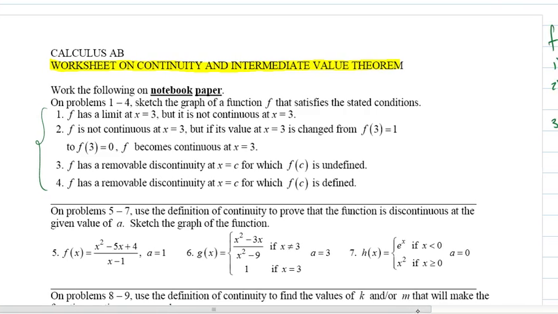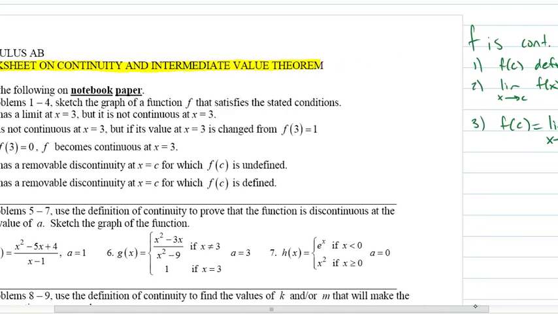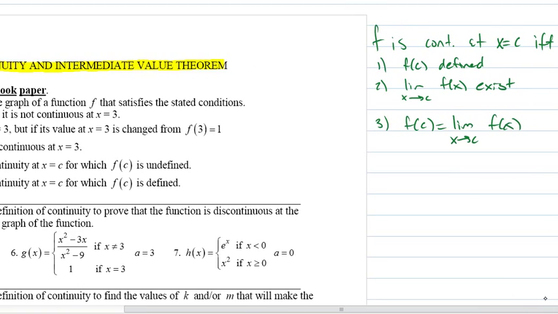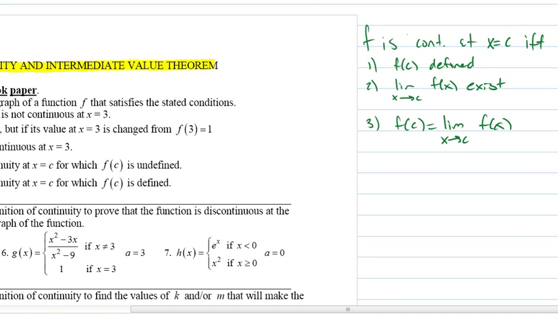If you remember from a few lessons back in your class, a function is continuous at x equals c if and only if, number 1, f of c is defined, number 2, the limit as x approaches c of f of x exists, and number 3, the limit and the function value are the same.